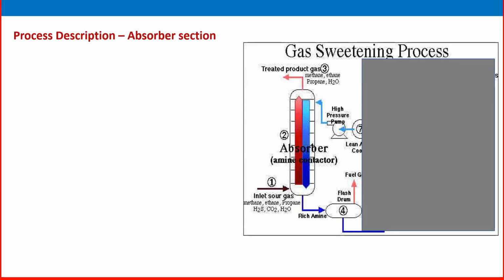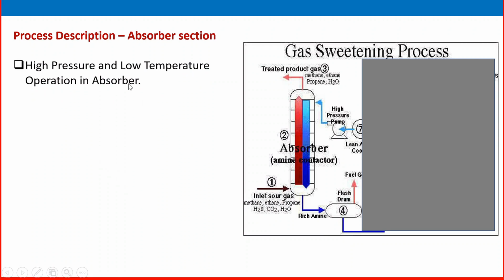So let us go to the process description. I have marked this section here, and now we are looking at the absorber section. Look here: sour gas is entering and going up, the yellow-red color. Meanwhile amine is entering, the blue color coming down. The treated product is received here, and rich amine is received here.